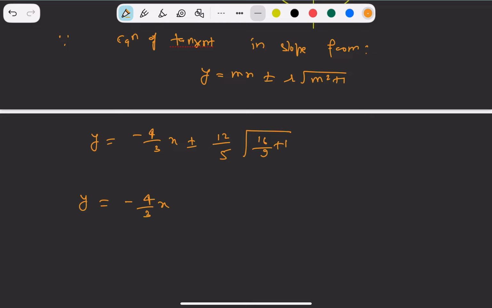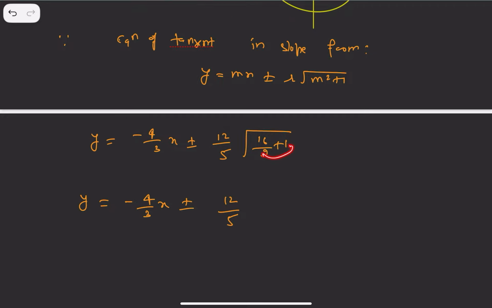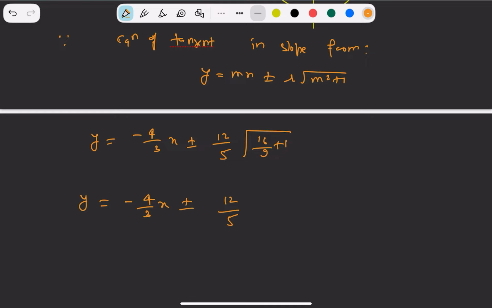Alright. So, this will be y equals minus 4 by 3 x plus minus 12 by 5, and this will be what? 16 plus 9, 25. 25 by 9 means what? 5 by 3. So, 5 by 3 I can write, which is nothing but y equals minus 4 by 3 x plus or minus, cancel out 3 and 3, so this will become 4 itself.